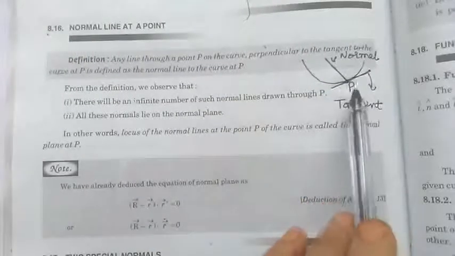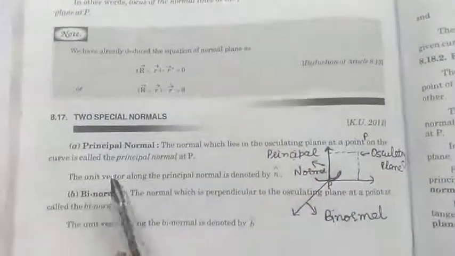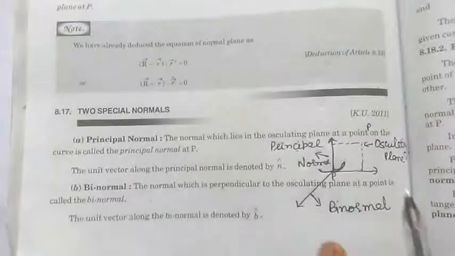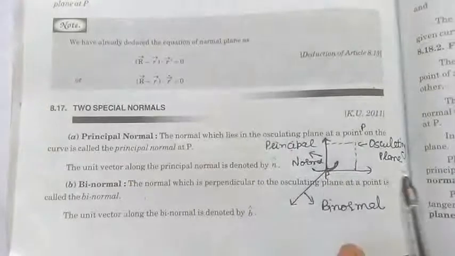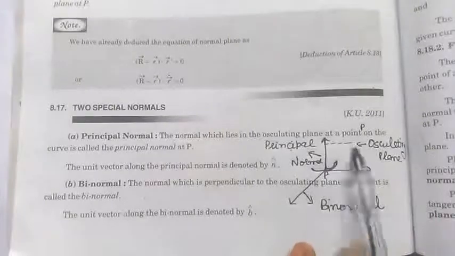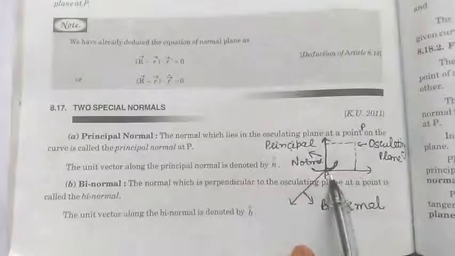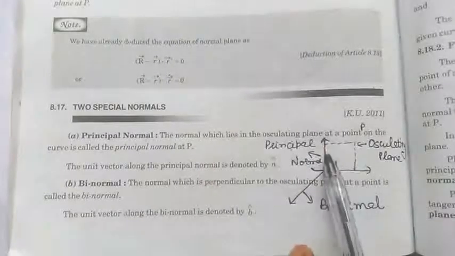So thus the line which is passing through the point P and perpendicular to tangent, that is called the normal line. Next we define some special kinds of normals. Next is principal normal. So in order to define the principal normal, let us take a curve. This is a space curve and P is any point on this curve. Then the normal which lies in osculating plane. This is the osculating plane at the point P. Then a normal which lies in osculating plane, that is called principal normal. So here this is principal normal which is lying in the osculating plane.